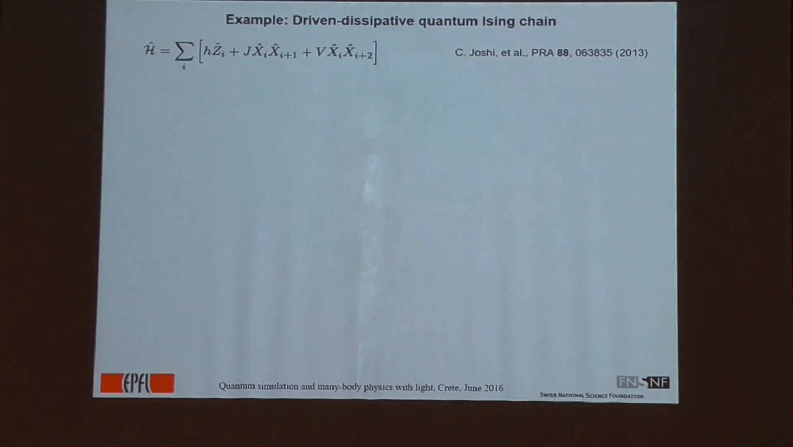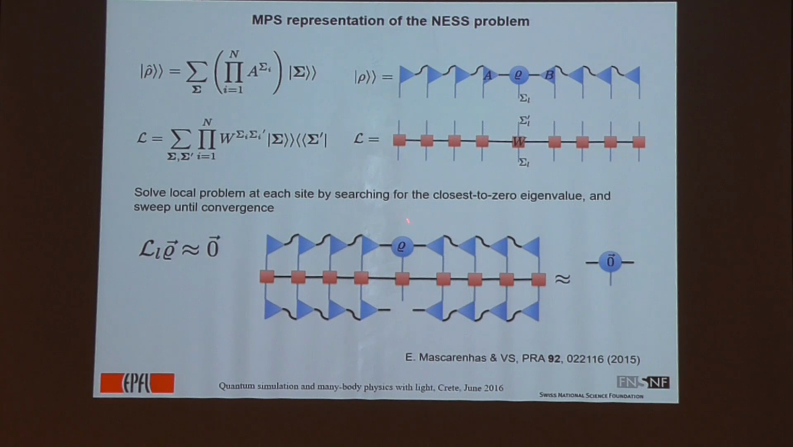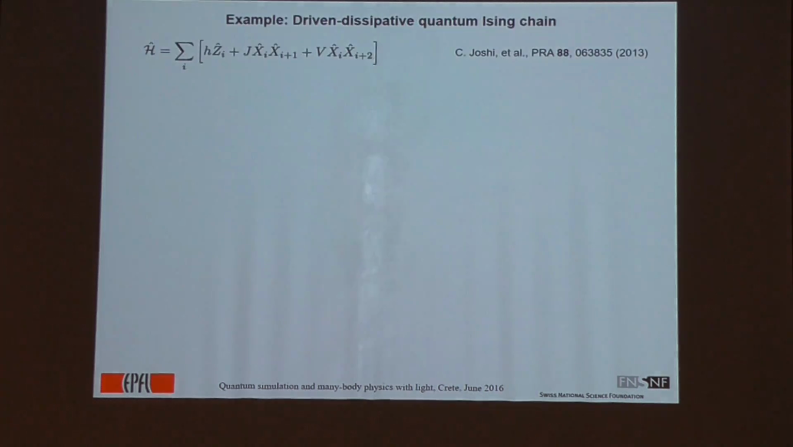So you can apply the usual MPS strategy. You take this local problem and you search for the eigenvalue whose modulus is closest to 0, and then you sweep back and forth, and hopefully this should converge to the 0 eigenvalue. In order to test this, we have used a model that has already been published, so that we have the data to compare to. This is a quite famous paper by the group of Jonathan Keeling, where they study a quantum Ising chain. What we do is add a second next neighbor interaction that I will explain in a moment.